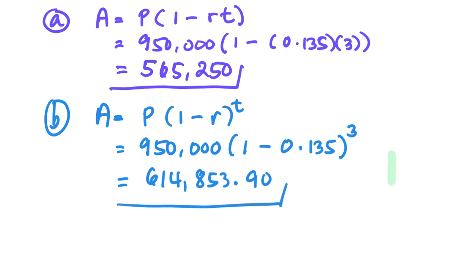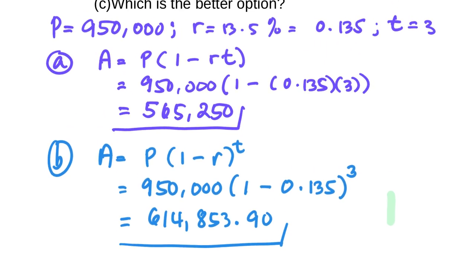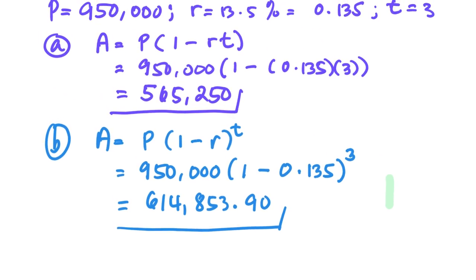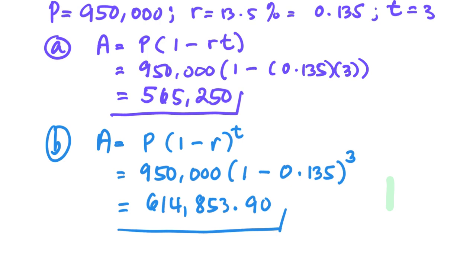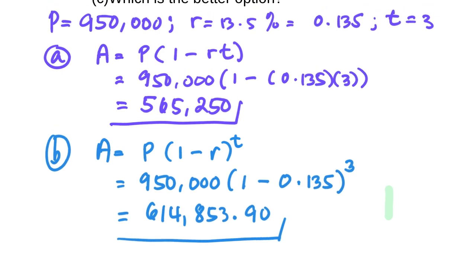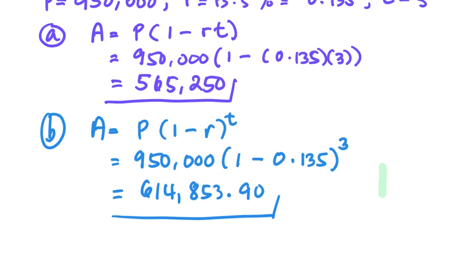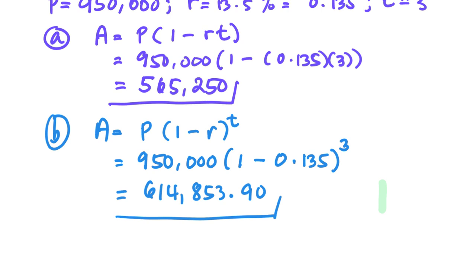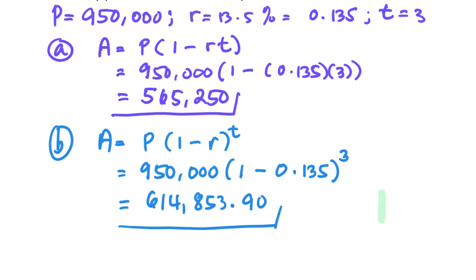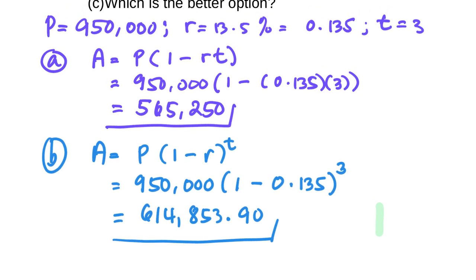So let's answer the last question. The last question says, which is the better option? If you look at the prices computed here already, in the straight line method you have a very low price after 3 years compared to the reducing balance basis, which still has a higher cost. So it means that the best choice here is the second one.